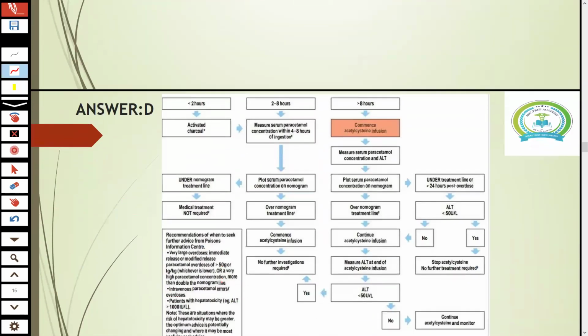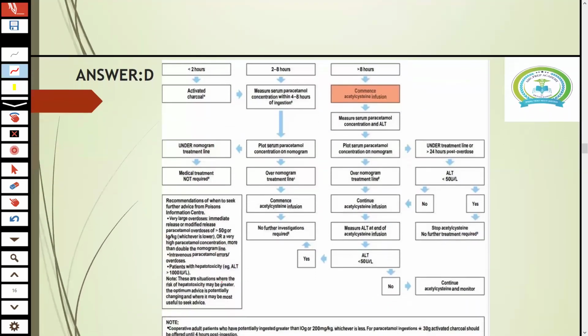Okay, this is a very good chart. If you go through this, it will solve a lot of your questions with different time durations and different scenarios that they are going to ask. Like if your patient presents in less than 2 hours, just give them activated charcoal. This activated charcoal is for when the patient has taken immediate release or long release, but in tablet form. Not liquid preparation. In case of liquid preparation, we don't give activated charcoal.